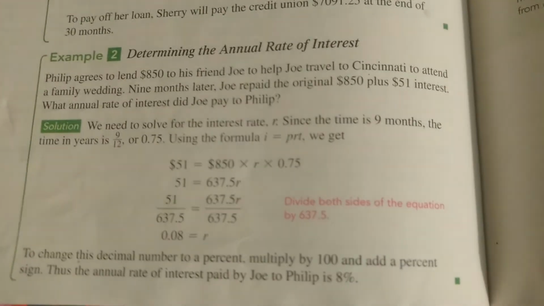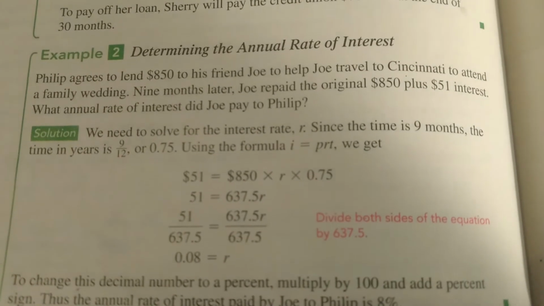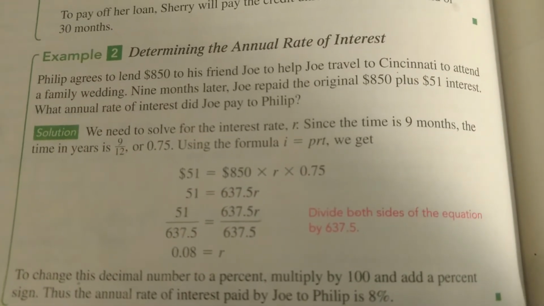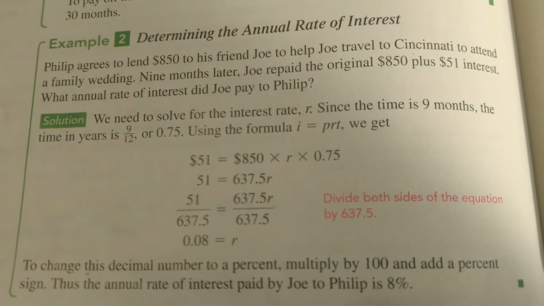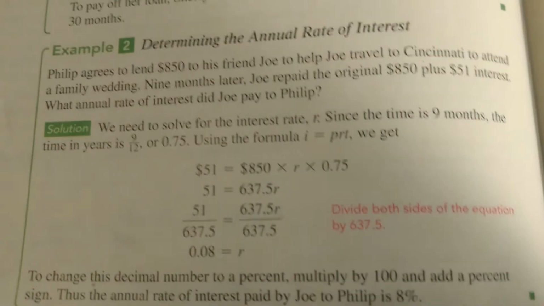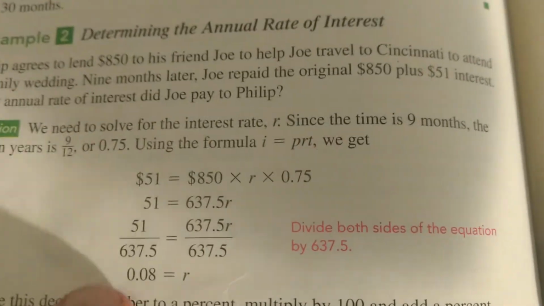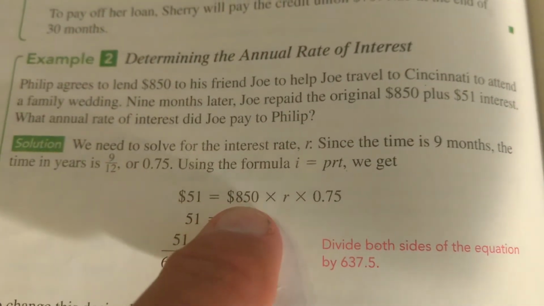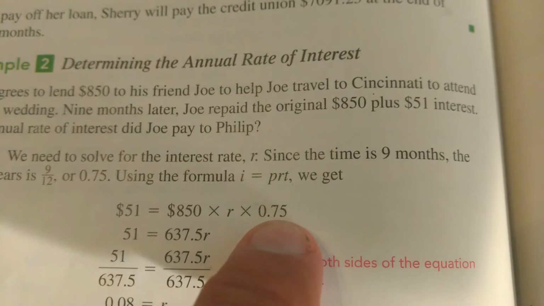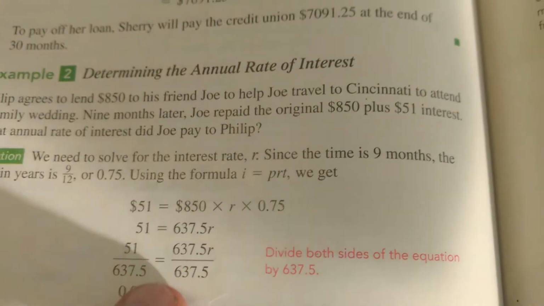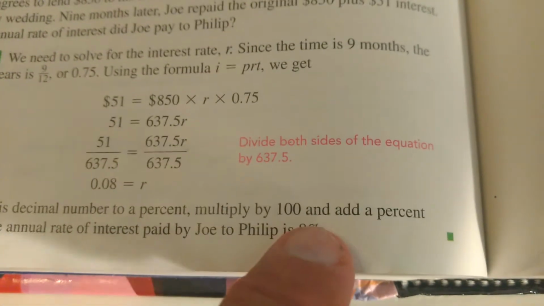Second example problem, we're going to determine an annual interest rate. Philip agrees to lend $850 to his friend Joe to help Joe travel to Cincinnati to attend a family wedding. 9 months later, Joe repaid the original $850 plus $51 interest. What annual rate of interest did Joe pay Philip? So we put the 51 in for I, $850 for principal. R is what we're trying to find. 9 months divided by 12 is 0.75. We do the math, simple algebra, and we find out that the interest rate was 0.08, which is actually 8%.